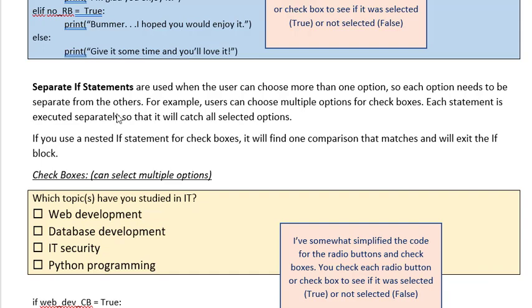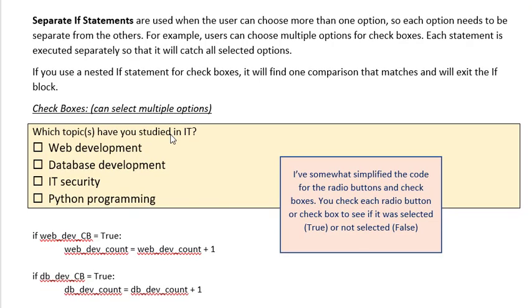Let's look at the separate if statements now. These are used when there are multiple options that can be selected. In this case, I'm going to use checkboxes as the options that the user has, because the checkboxes are set up to where you can select more than one of the options. In this example, which topic have you studied in IT, you can select one or you can select multiple items.